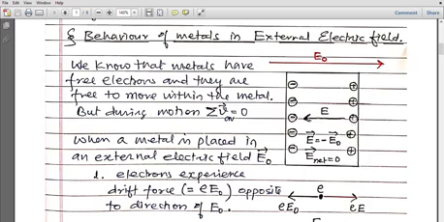Now the accumulation of this charge, plus charge on the right-hand side and minus charge on the left-hand side, will develop an internal electric field, or we can say an electric field inside the metal. This is just because of the accumulation of these charges, or because of the drifting of electrons opposite to the external electric field. Now what is the role of this internal electric field? This electric field will oppose the drifting of electrons.